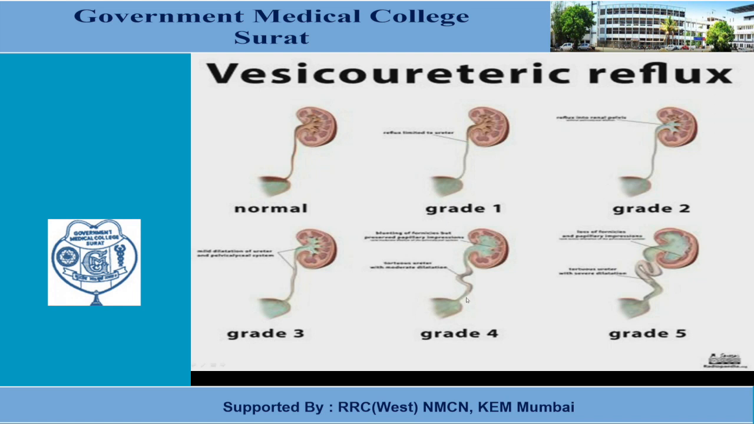In grade 4, there is a dilated tortuous ureter with moderate hydronephrosis of the kidney. And in grade 5, a grossly dilated tortuous ureter with gross hydronephrosis and also thinning of the parenchyma. So these are the grades of vesico-ureteric reflux, which are required for planning surgery of vesico-ureteric reflux.